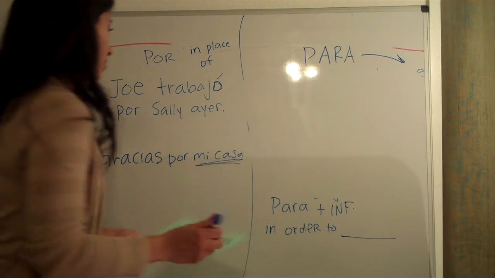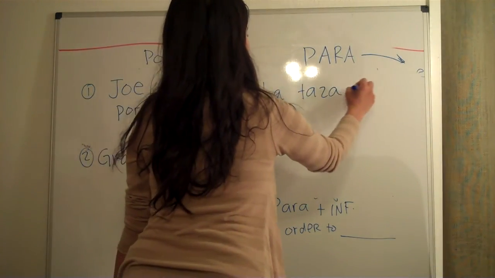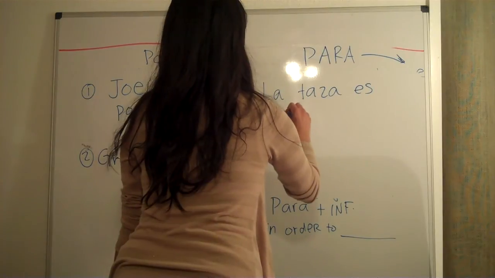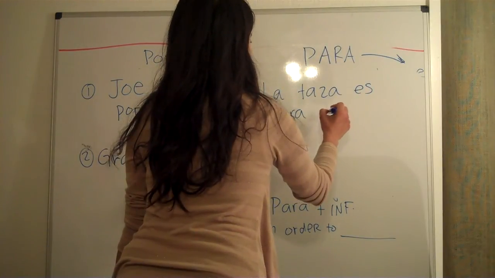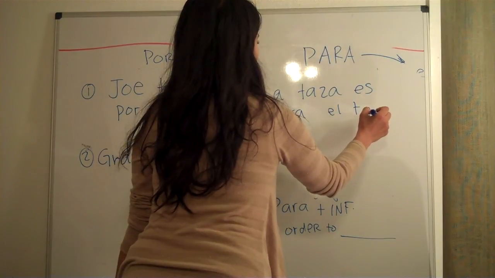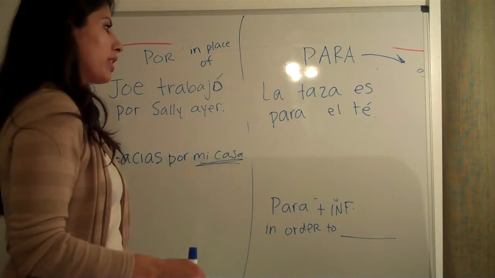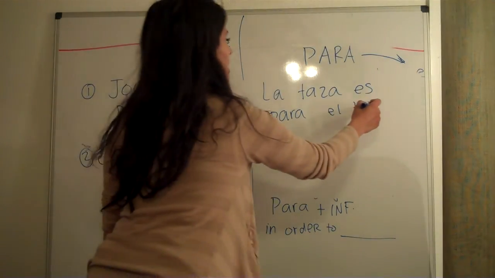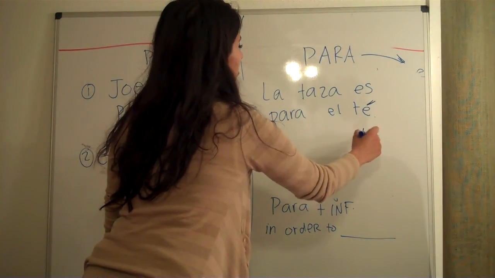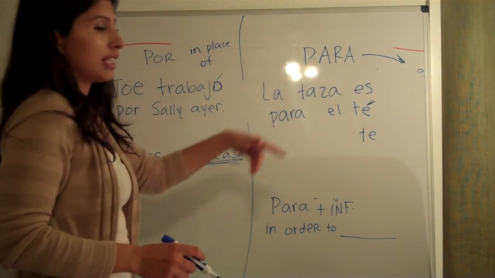The cup is for the tea. And look, this tea has an accent because it distinguishes it from te. That's like te quiero, I love you, right? Té as in tea and te as in te quiero.